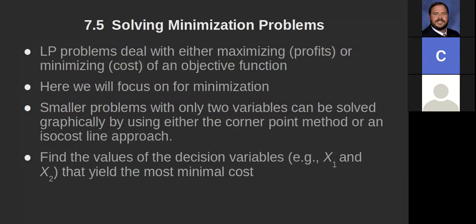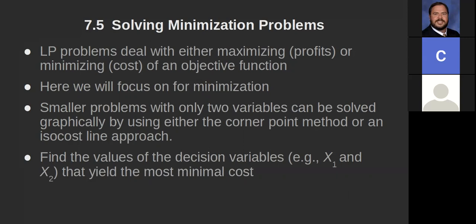The next section, 7.5, talks about minimization problems. Linear programming problems deal with either maximizing, which is usually considering profits, or minimizing, which is typically referring to the cost of an objective function. Here we're going to focus on the minimization.